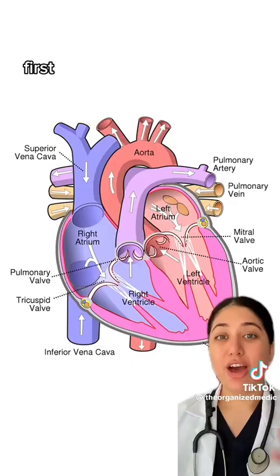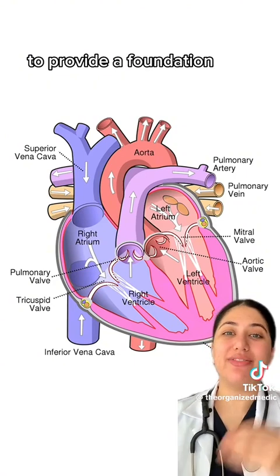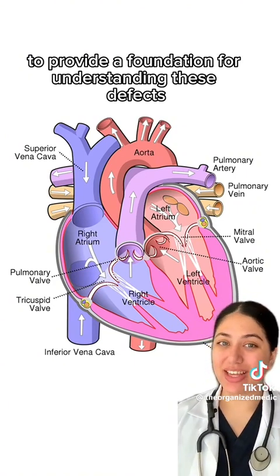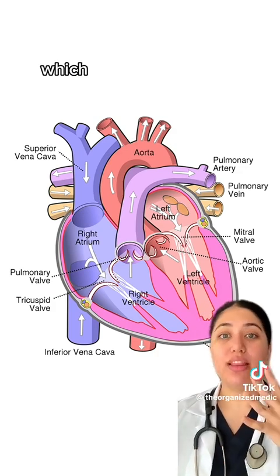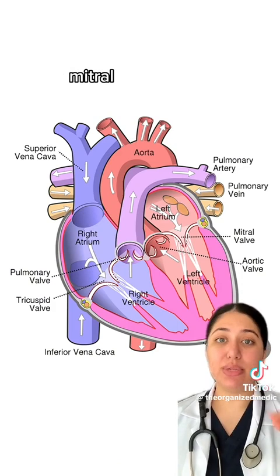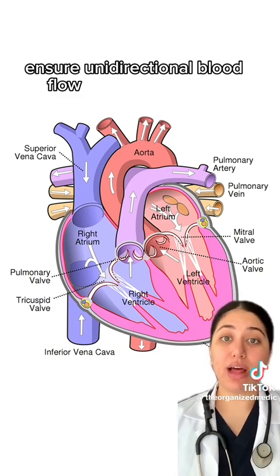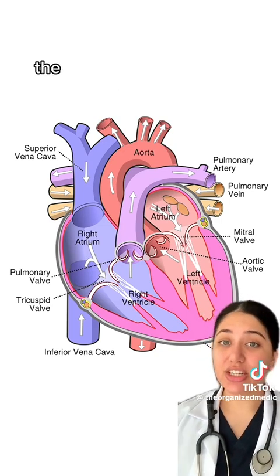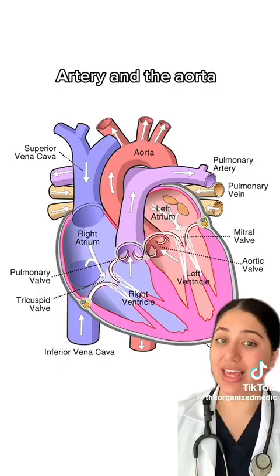First, let's discuss the normal anatomy and function of the heart to provide a foundation for understanding these defects. The heart consists of 4 chambers, 2 atria and 2 ventricles, which are separated by valves. These valves, including the tricuspid, mitral, pulmonary, and aortic valves, ensure unidirectional blood flow through the heart. Additionally, the heart is connected to major blood vessels like the pulmonary artery and the aorta.